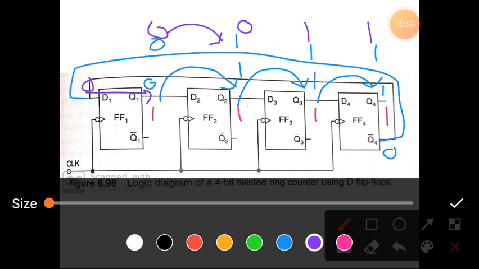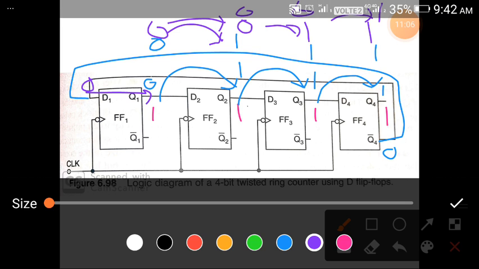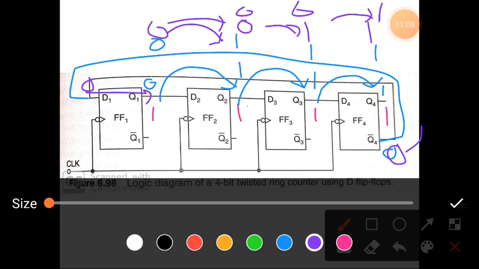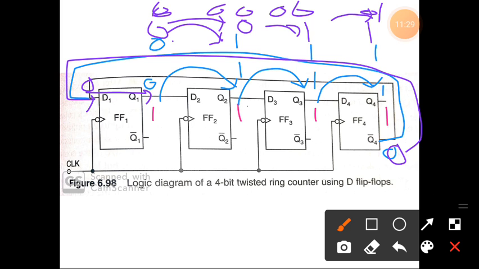On the next clock pulse, again 0 is shifted to here, this 0 is shifted to here, then this 1 is shifted to here, and here instead of 1, 0 will be fed back to here. So now it is 0 0 0 1, and on the next clock pulse it becomes all 0 0 0 0. So it has reached the initial state. So this sequence will be continued. So this is the Johnson counter.